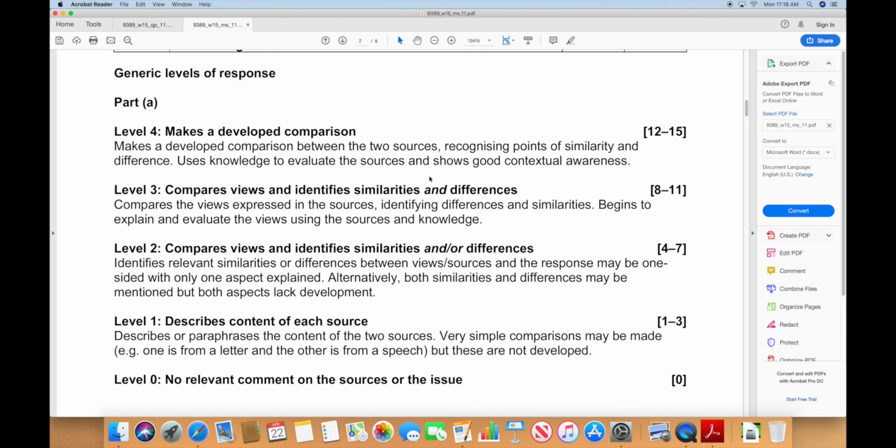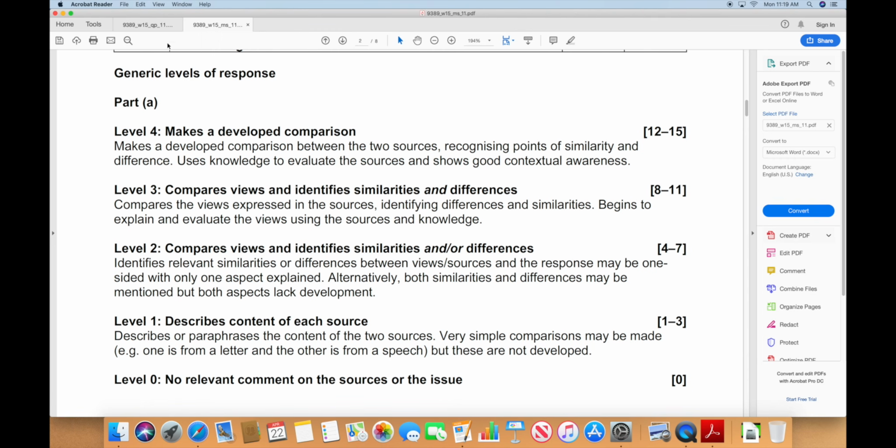Now, to get to a level 4 up here, you have to make a developed comparison. So you're going beyond just identifying the similarities and differences and how their similarities and differences. Here for a level 4, kind of think about like an overall, are the sources more similar or are they more different? Think to what extent overall do the sources agree? So kind of like the B-level question on your paper too. To what extent? Think of it that way. If you're answering to what extent the sources agree or disagree, then you're likely to fall into this level 4 range. And just make sure that you don't just rehash what you already wrote. You have to really develop it.